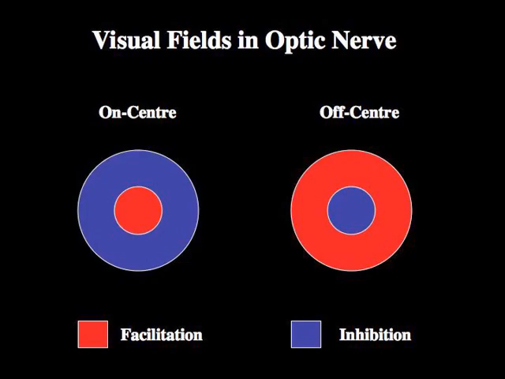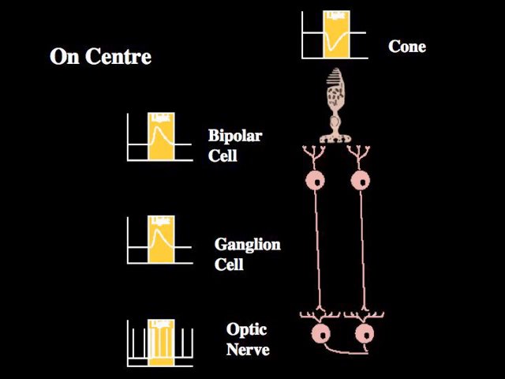So a visual field is an area of the visual field to which a cell responds. And for the ganglion cells, it has this donut shape, and if it's on-center, there is facilitation in the middle, and there is inhibition at the edge. So let's talk about how those visual fields are generated. Here's a cone. Could be any sort of cone, could be a rod. It's a light transducer.